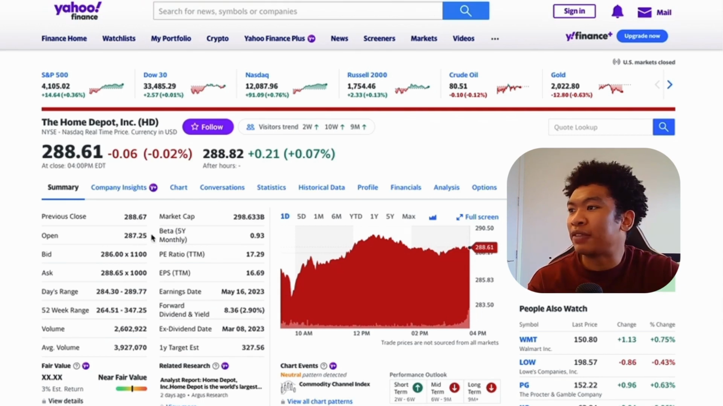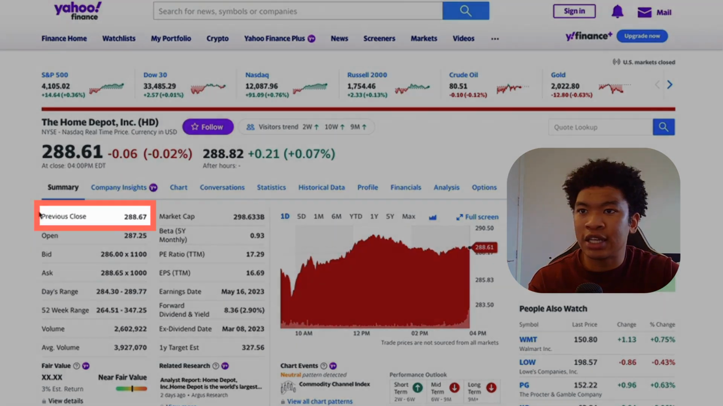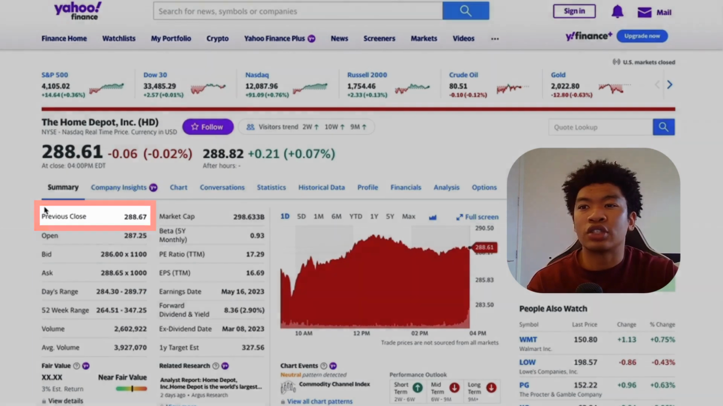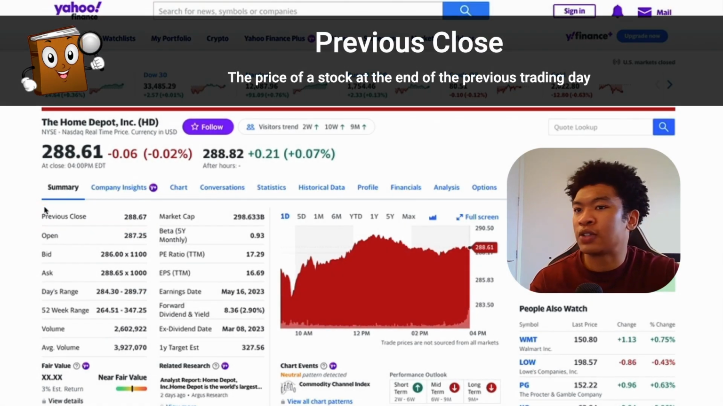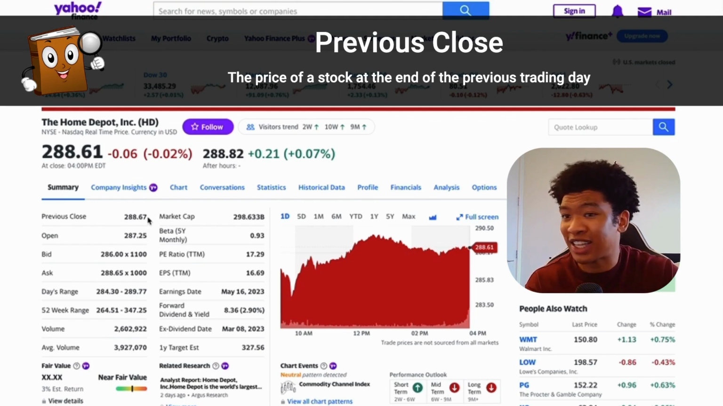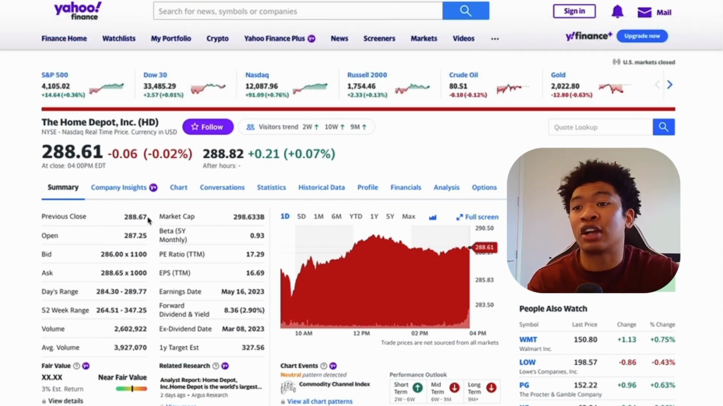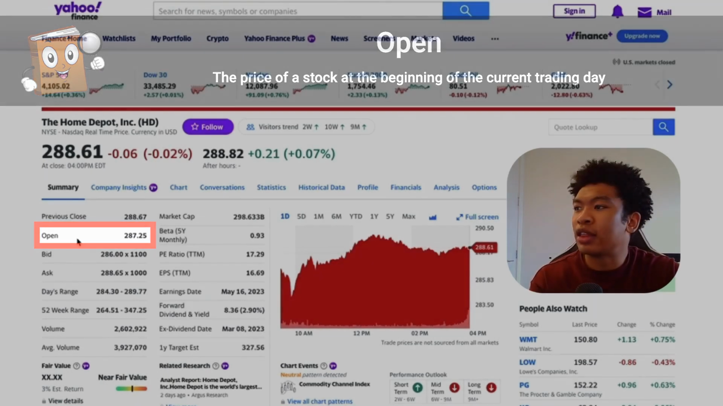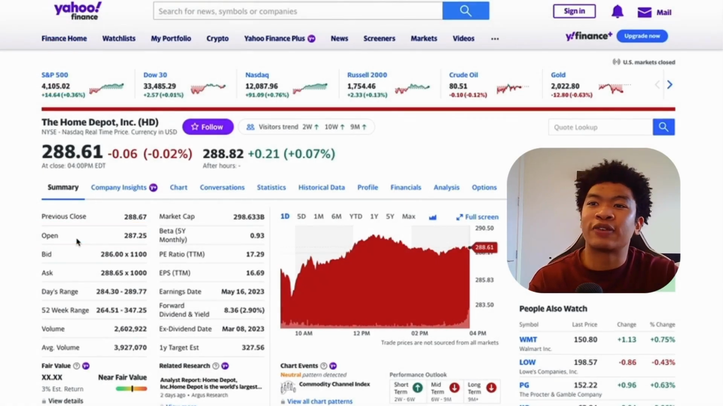Moving down a bit, we have the stock summary, and this is the price of the stock when the market closed on the previous trading day. So when the markets closed yesterday, the stock price for Home Depot was $288.67. So if we take the stock price it closed at today and subtract the change here, we would get the previous close. Now, next up, we have the open, which is the price that the stock was at when the markets opened on the most recent trading day. The stock market is open on weekdays from 9:30 a.m.